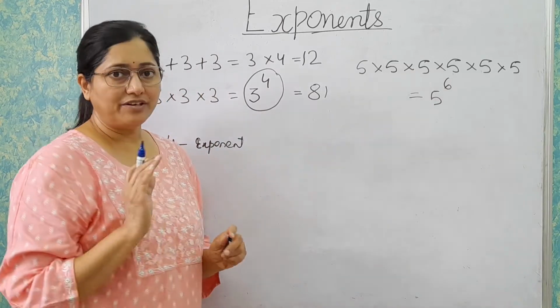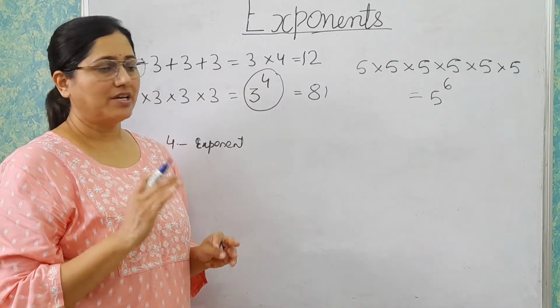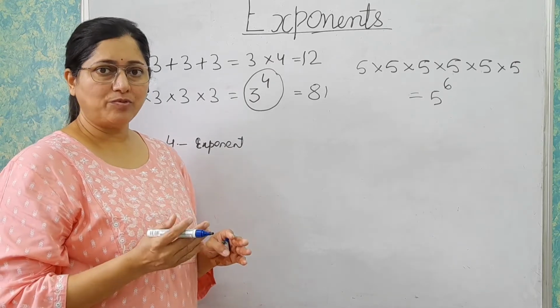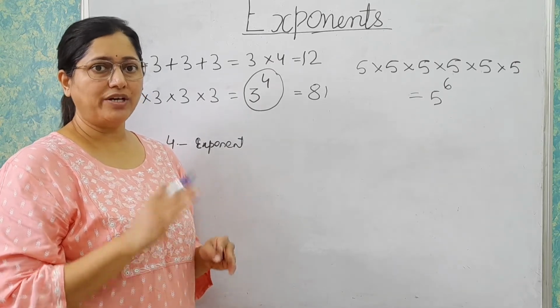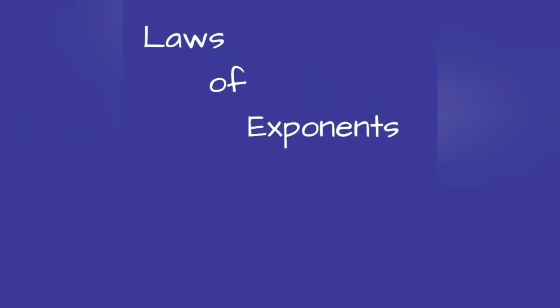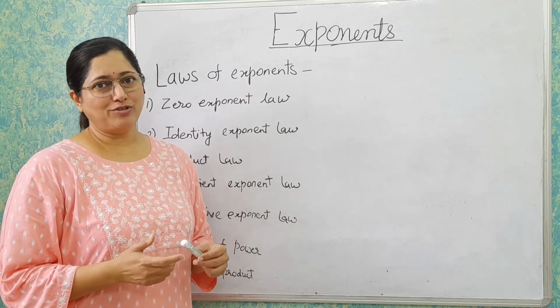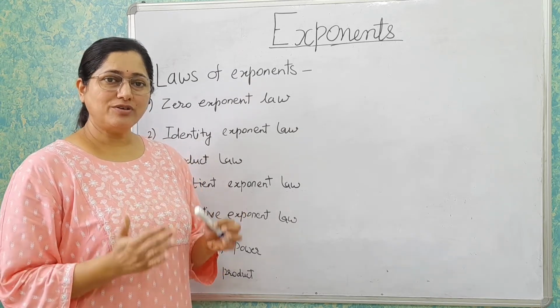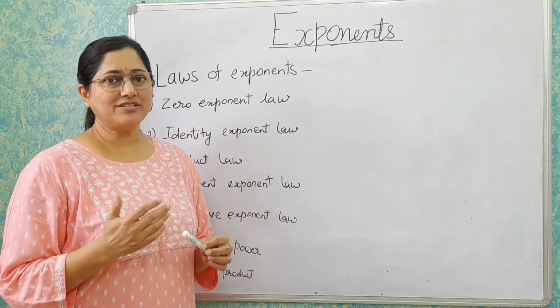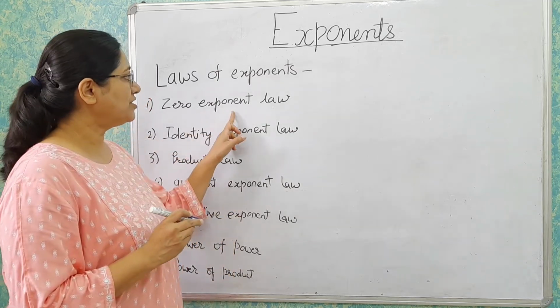Now there are certain rules to be followed while dealing with exponential numbers. If I have to multiply exponents or divide exponents, there are certain laws. Now we will learn about the laws of exponents, and all these laws are applicable on integers as well as on rational numbers. The first law is the zero exponent law.